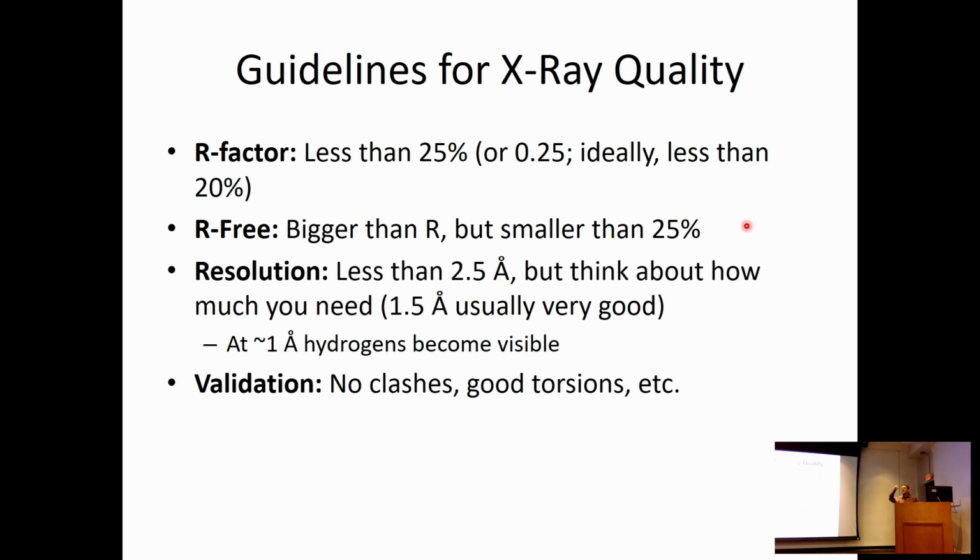Because you're leaving out data from that initial refinement, putting it in a lockbox, the R-free is generally always going to be bigger than the regular R factor. But you want that to be 25% or less as well. You have a little bit more leeway, though. If you're less than 30%, you're probably okay. More than that, I would start to raise my eyebrow at that particular structure.